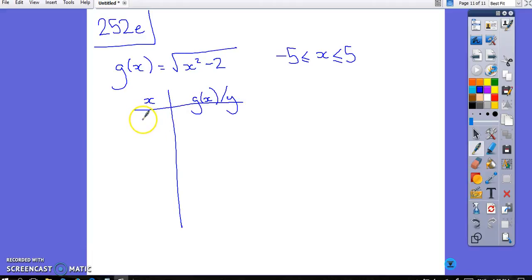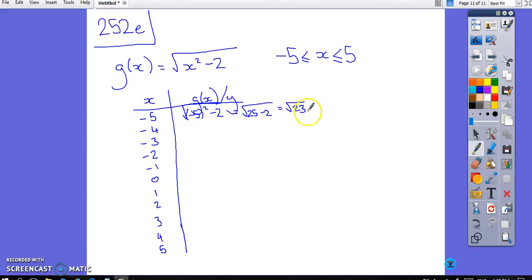So let's go for a step value of 1, so negative 5, negative 4, negative 3. So, let's see. We have then x squared minus 2 each time. So for negative 5, that means the square root of negative 5 squared minus 2, which is the square root of 25 minus 2, which is the square root of 23. Now you can use your calculator to find it to 2 decimal places, but actually this is more accurate, so we'll just leave this as our answer, root 23.